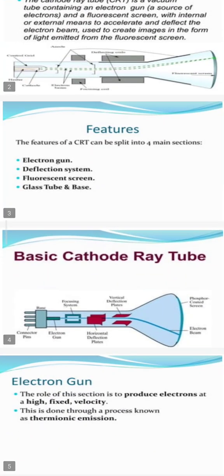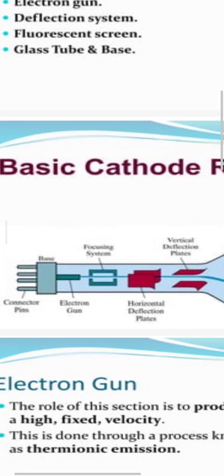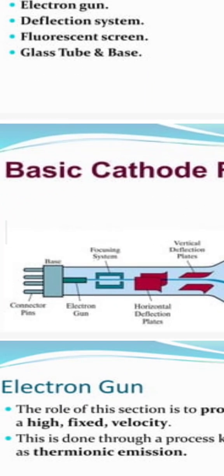This is the structure of the CRT. Connector pins: through the connector pins we pass the current, and then the electron gun emits the electrons. In front of the electron gun we mount the anode plates and the focusing system. The anode plate has a positive voltage, so it attracts the electrons, which have a negative voltage.